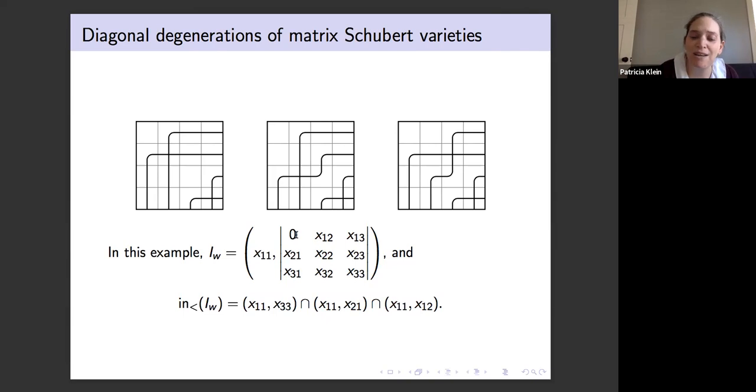Instead, we have to make a modification in the diagonal setting, where in this case, it's actually enough just to set x11 equal to 0 here. And then with respect to whatever diagonal term order you want, the leading term here is x12, x21, x33. And so here is this initial ideal, which in this case is also radical. And here is its prime decomposition. And now let's read this from the bumpless pipe dreams. So x11, x33, x11, x21, x11, x12. So here we see, at least in this case, the diagonal degeneration lining up with this other formula, this newer formula for double Schuberts.